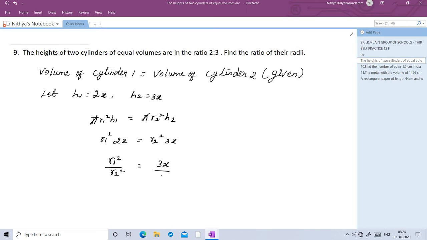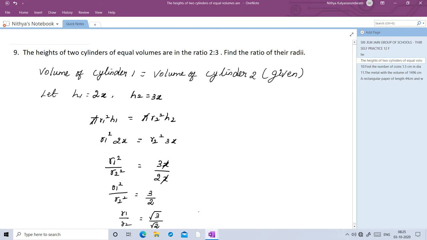2x, if you are moving your right hand side, means it should be division, divided by 2x. So we can cancel x. So r1 square by r2 square is equal to 3 by 2. We want to find only r1 and r2. So we want to take square root of both the sides. If you are taking square root of both the sides, the square will cancel. So r1 by r2 is equal to square root of 3 by square root of 2.